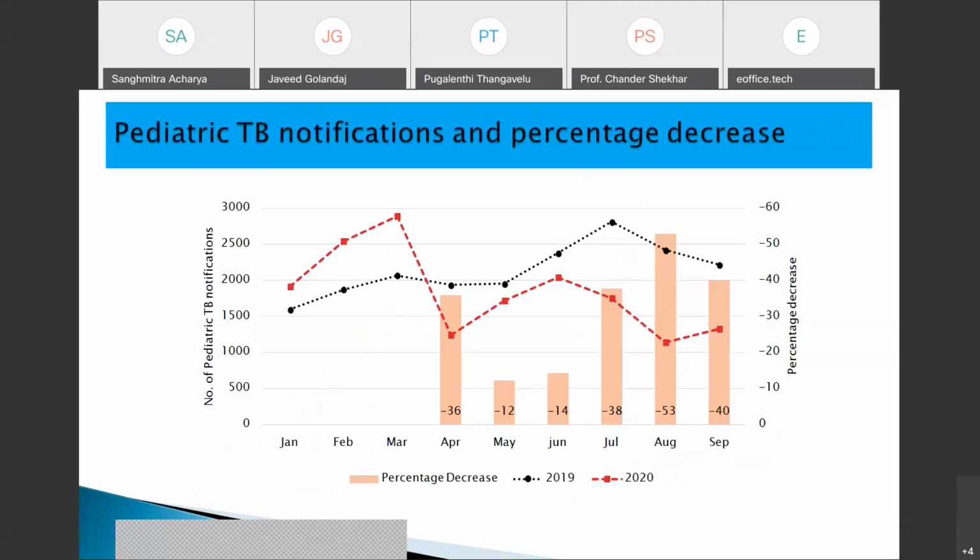And this is related to pediatric TB notifications. This data has been extracted from the HMIS data, and the percentage decrease has been calculated. This dotted black line shows the 2019 TB notifications data, and red shows the 2020 notification data month-wise. Here also we can see that before lockdown, more cases of child tuberculosis were reported in 2020 compared to 2019, but after lockdown was imposed, a large decrease was observed. Around 36% decrease was observed in the month of April compared to April 2019. Similarly, some improvement was there, but again 38%, and in the month of August, a 53% decrease was observed.